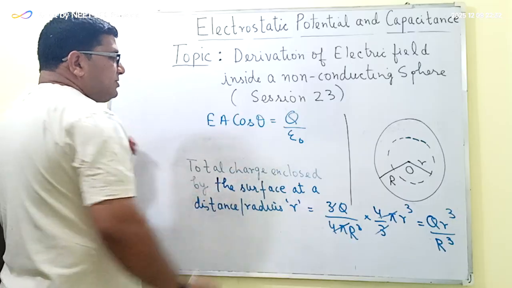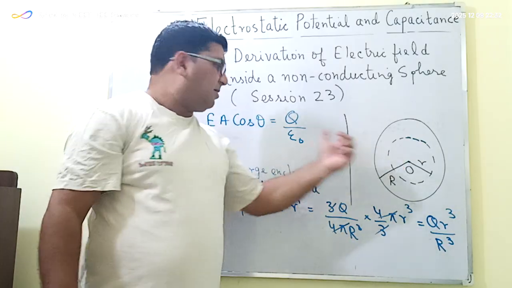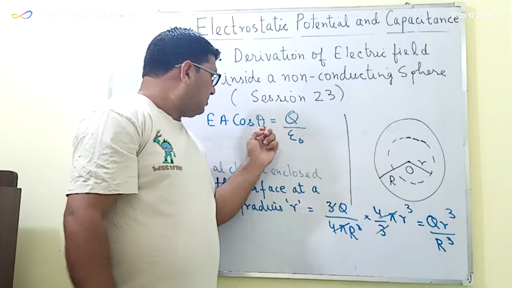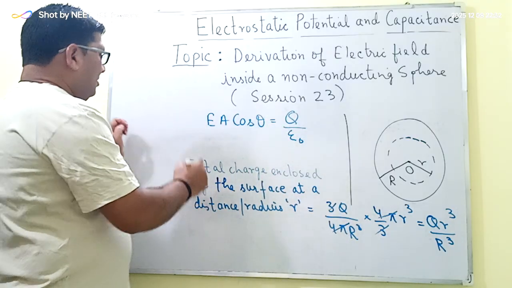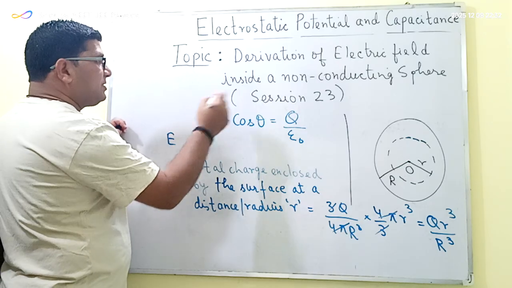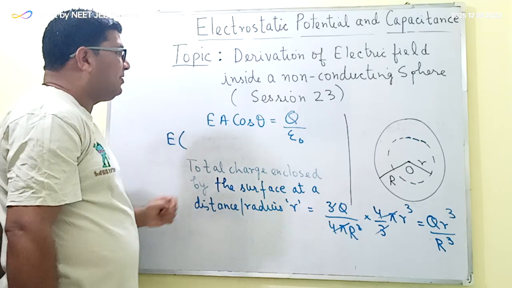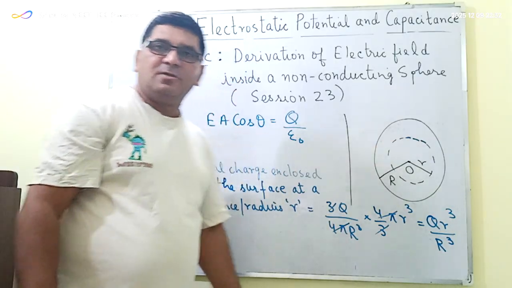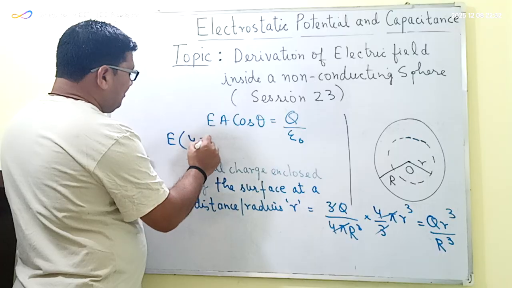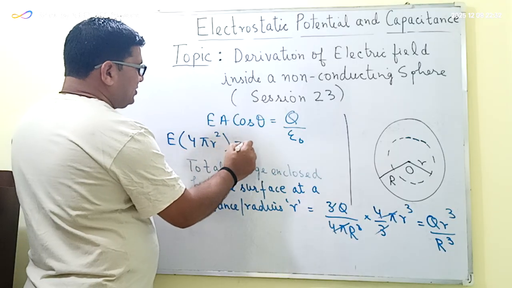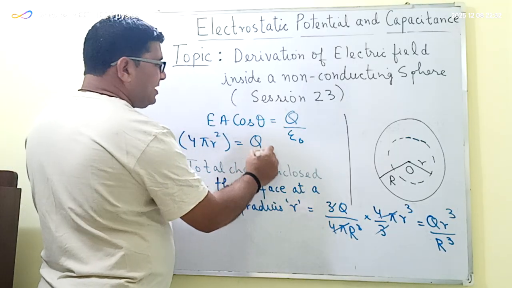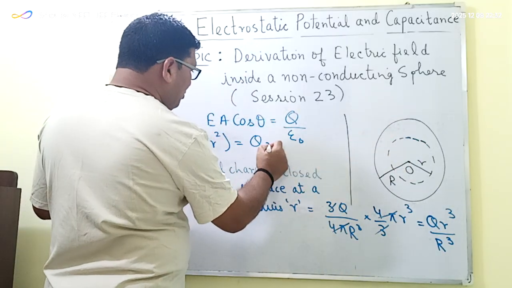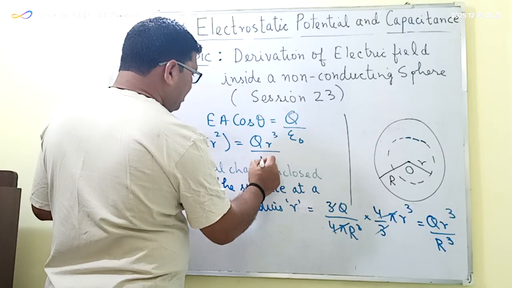Here theta is the angle between the direction of the electric field and the normal to the surface. So theta will be equal to 0 degree and cos 0 will be equal to 1. E is the intensity, or the magnitude, of the electric field which we have to find. A is the surface area of this Gaussian surface, which is equal to 4 pi r square. And this is equal to the total charge enclosed by this Gaussian surface, which is Q r cube divided by capital R cube, upon epsilon naught.